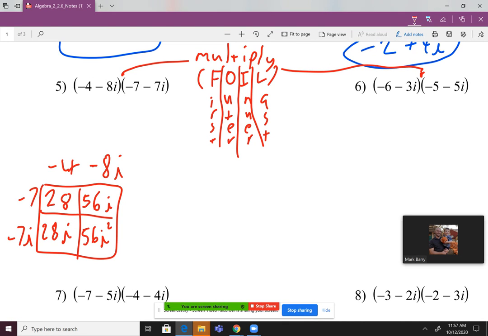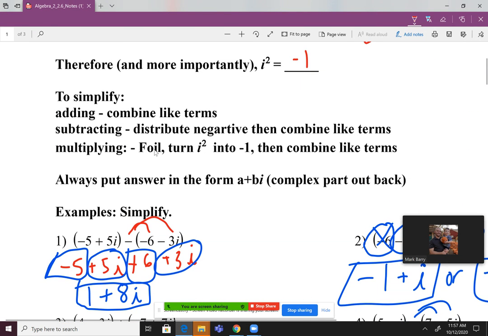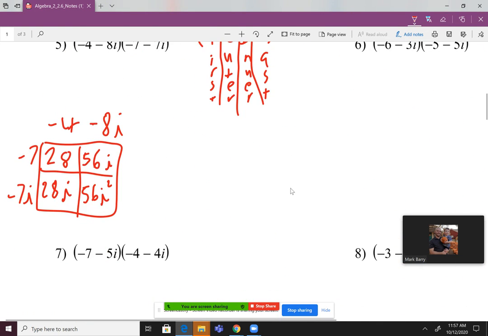Okay, now if we look back at the instructions here, which I'm going to do in a second, let's look back at the instructions for multiply. It says FOIL, okay, I'll put here if you want to add here, or the box. Then it says turn i squared into negative 1. Then combine like terms, okay? So let's go back down here.